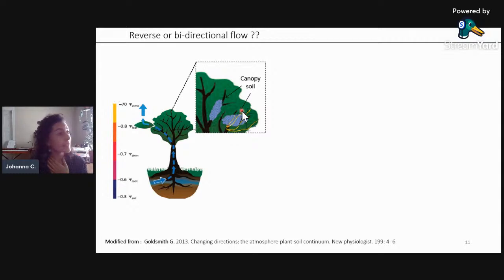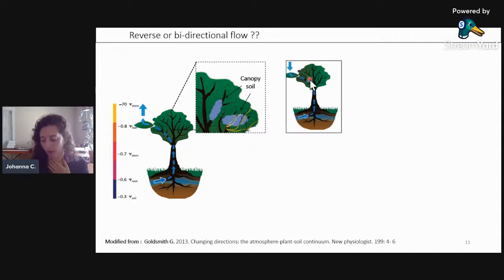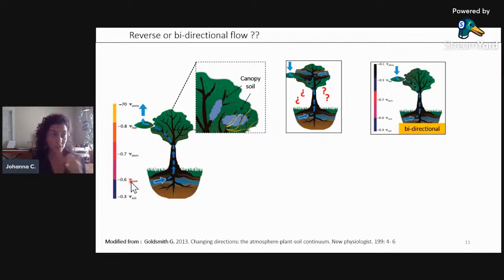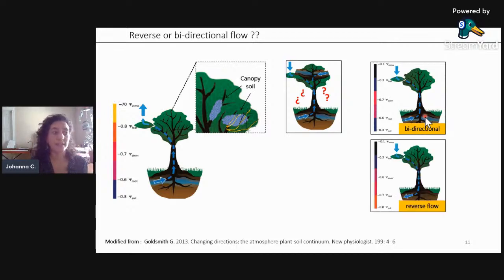And so if we have a new reservoir of water in the canopy, then what would be the direction of movement of water within the tree? Because now all these water potential gradients will probably change. So it could be that the water is moving bidirectionally, from the bottom to the top and from the top to the bottom simultaneously. Or it could be that there's only reverse flow, if the soil is drier than the atmosphere, which makes the water move from the canopy to the bottom. So just a reverse flow.